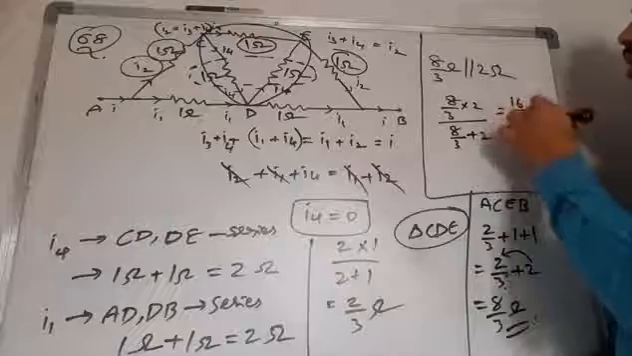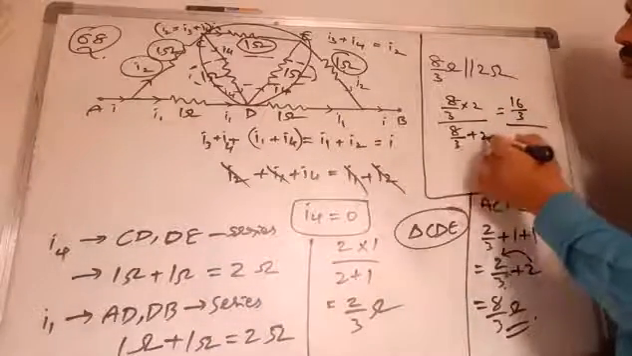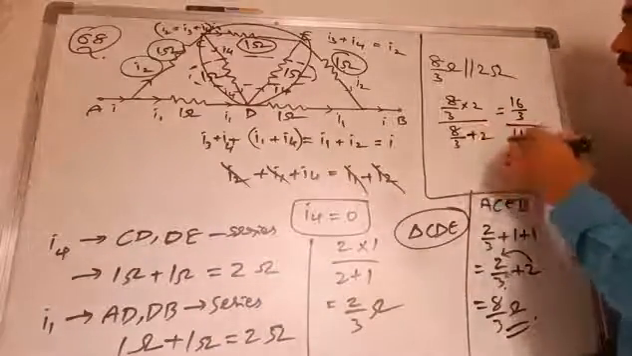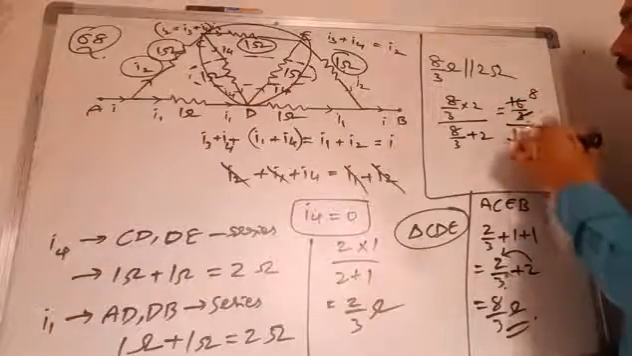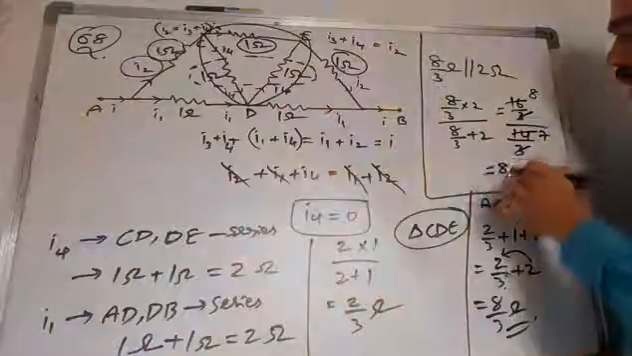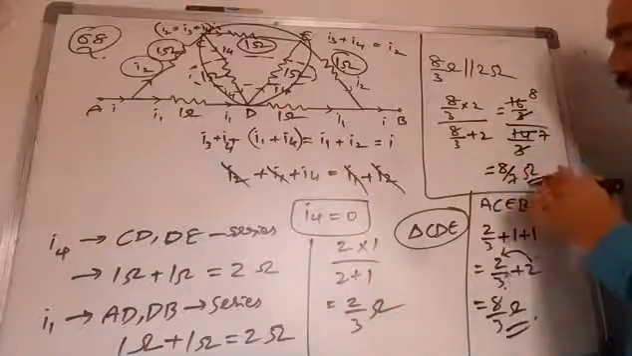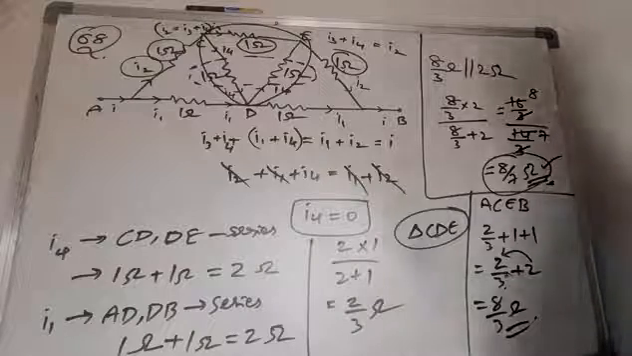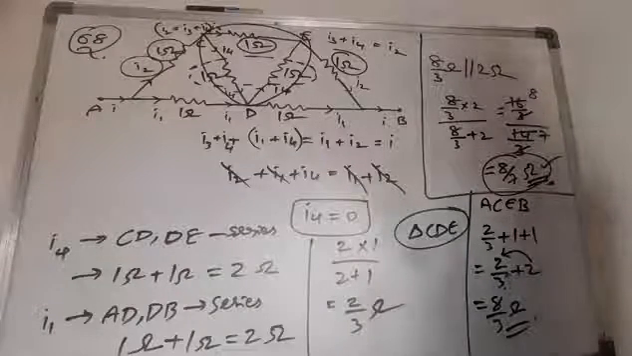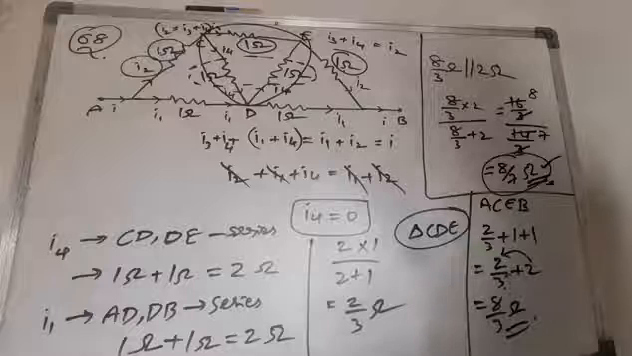16 by 3 divided by 14 by 3. So the 3s get cancelled. 2 eights are 16, 2 sevens are 14. So you will get 8 by 7 ohms as our answer. Like this we can do it, step by step.